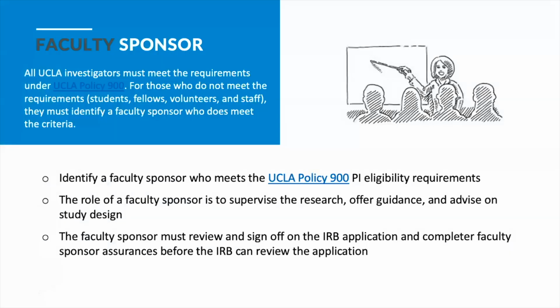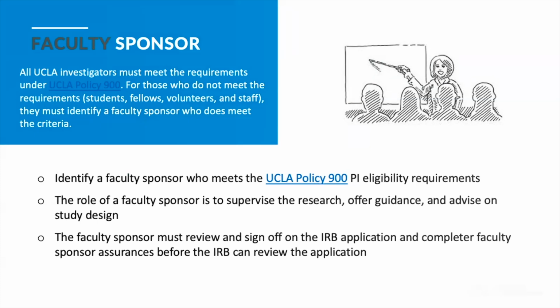Identifying a faculty sponsor is a critical first step in your research process. Your faculty sponsor will need to be added to your IRB application and review the application prior to submitting it to the IRB. Your faculty sponsor should supervise your research, help develop your protocol, advise you on appropriate research methods, and can assist in addressing any feedback from the IRB. Your faculty sponsor may differ from your academic advisor, committee chair, or professor. When identifying a faculty sponsor, you should verify that they meet the requirements outlined in UCLA Policy 900.